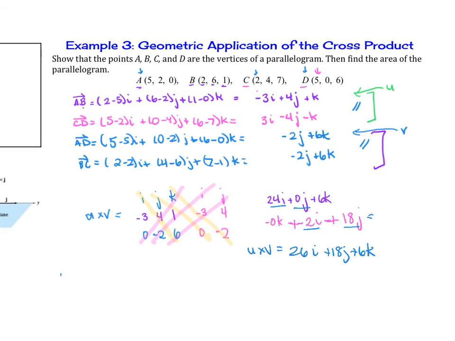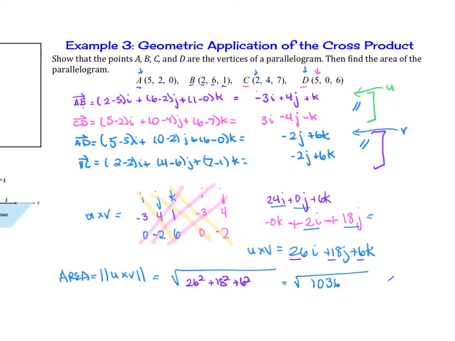Now to find the area, we have to find the magnitude of u times v. So that is the square root of 26 squared plus 18 squared plus 6 squared. And so this equals the square root of 1,036 if you use your calculator, which is approximately 32.19.